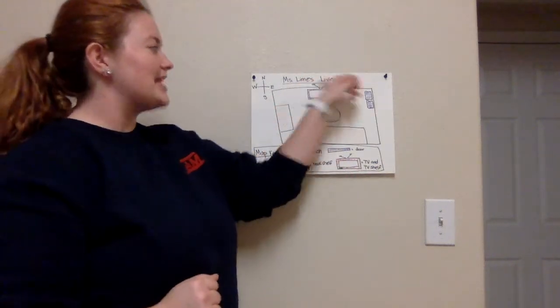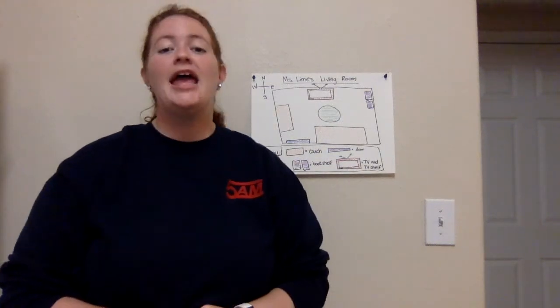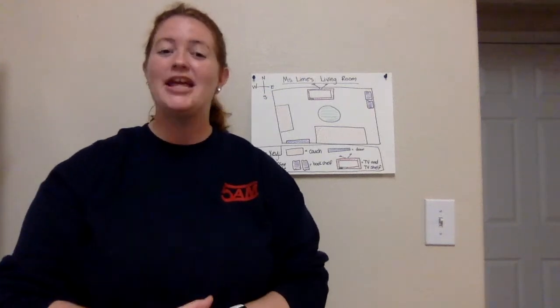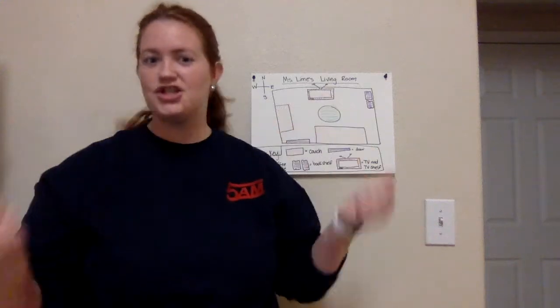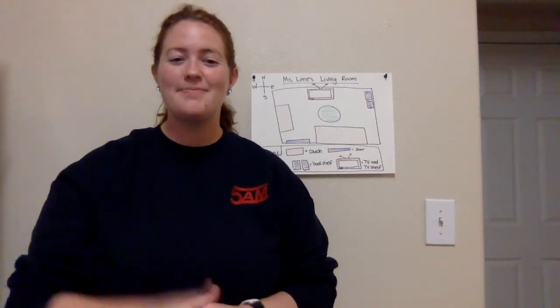Just make sure you have a title, a compass rose, and a map key. If you're going to do it on a separate piece of paper, make sure you take a picture and then upload it. If you're going to do one of the papers that's on Seesaw, then you can just draw right on that paper. Either way, make sure you click the green check mark when you're done.